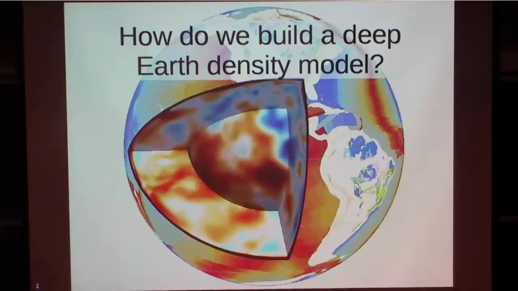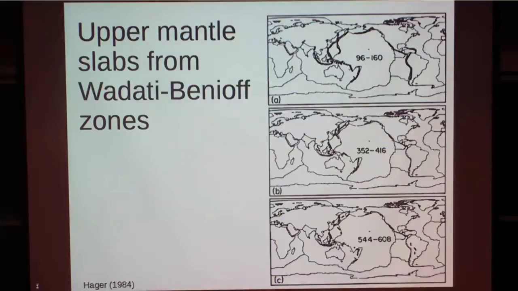We need to construct a load model. So somehow make up these red and blue things. One way to do that, that's actually quite useful and quite powerful, because slab pull is so important, is to consider Wadati-Benioff zone seismicity at the places where the plates are subducting, and use that to construct an upper mantle density model.